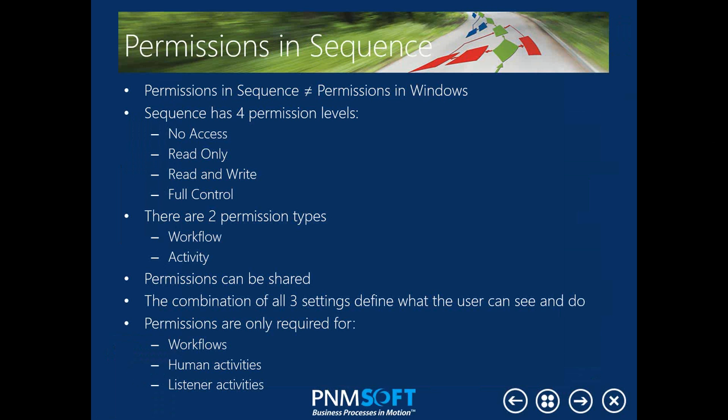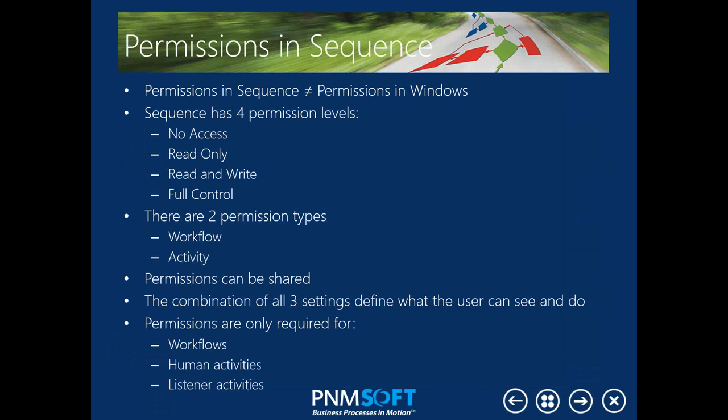A very important thing to remember is that permissions in Sequence are not like permissions in Windows. It doesn't work the same way. So when you're thinking of granting permissions in your workflow, don't think Windows, think Sequence. Sequence has 4 permission levels: either the user does not have access, has read-only access, read-write, or full control. We'll cover what each of those means. There are 2 types of permissions, for the activity and for the workflow, and permissions can also be shared. The combination of these 3 settings will basically define what the user trying to access the workflow will see and what they'll be able to do.